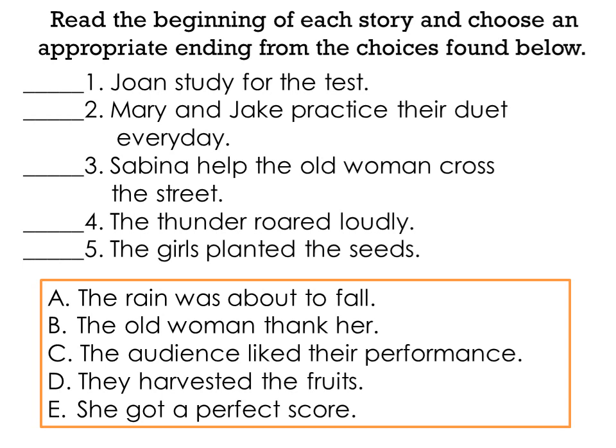B, the old woman thanked her. Letter C, the audience liked their performance. Letter D, they harvested the fruits. Or letter E, she got a perfect score. Number 3. Sabina helped the old woman cross the street.